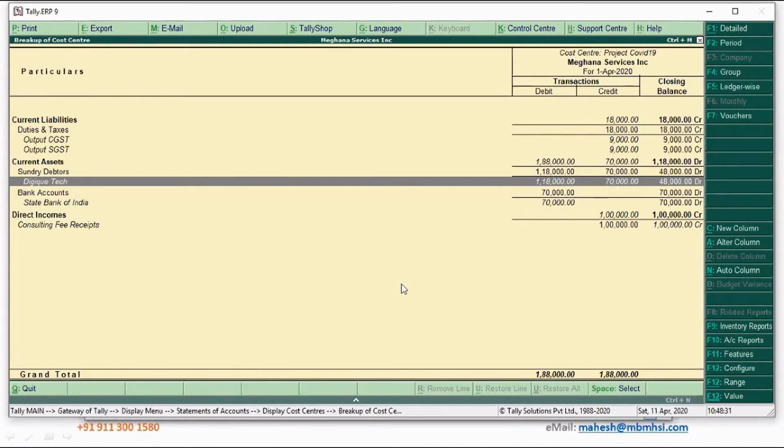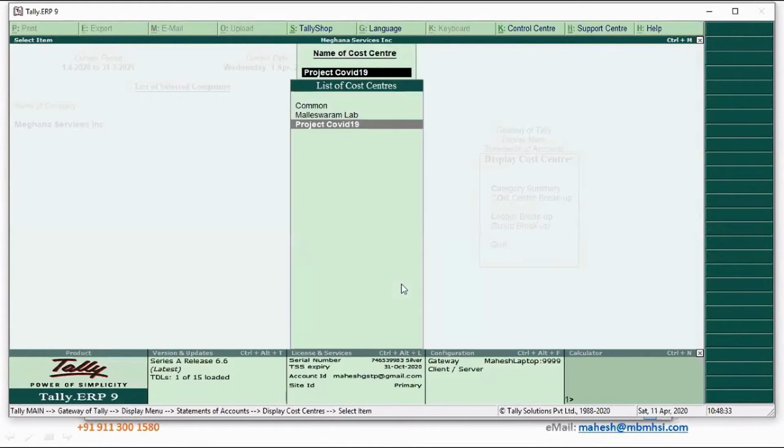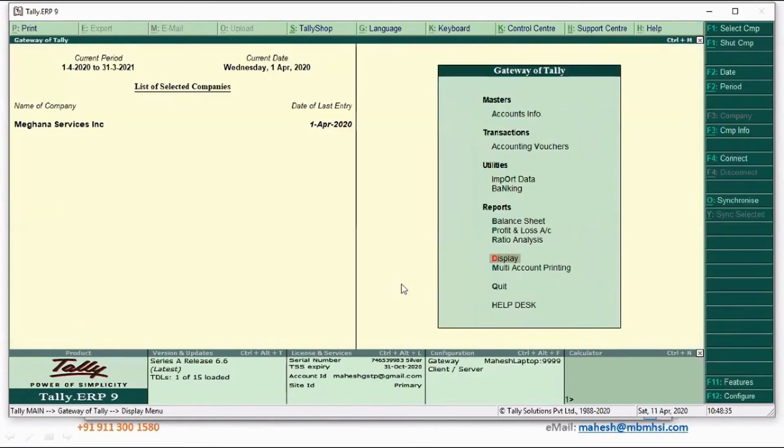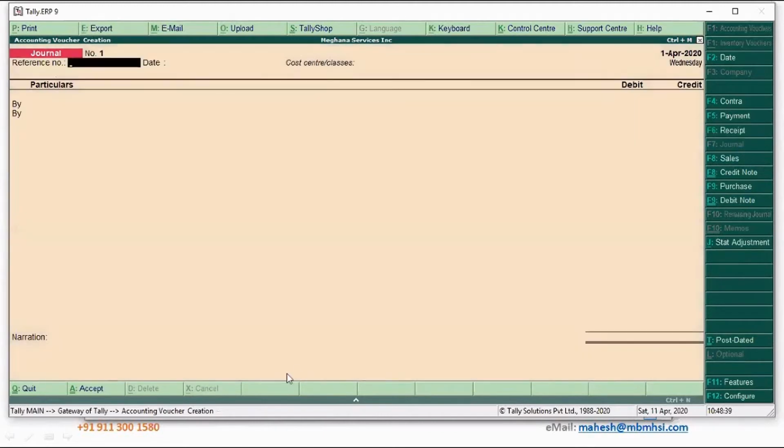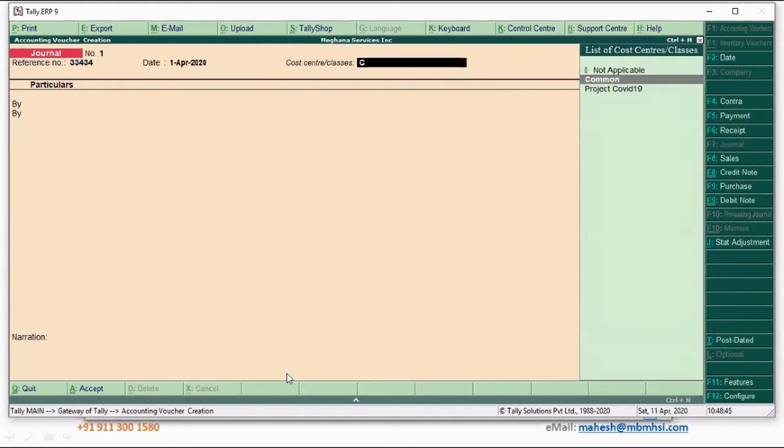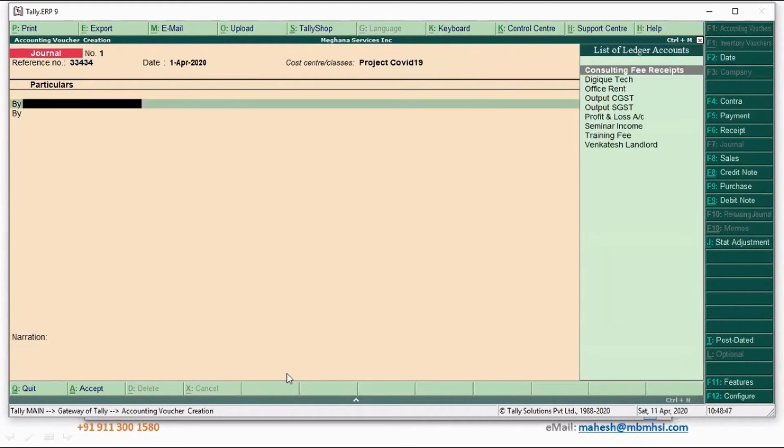Okay. So now let us do one thing. Let me make a few more entries. I'm just accounting a journal, making some expenditure against project COVID.